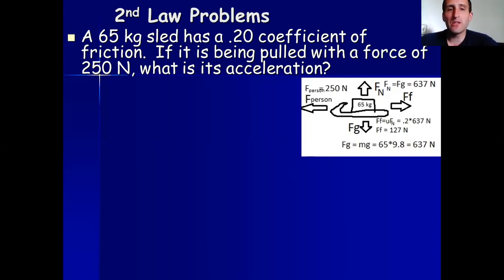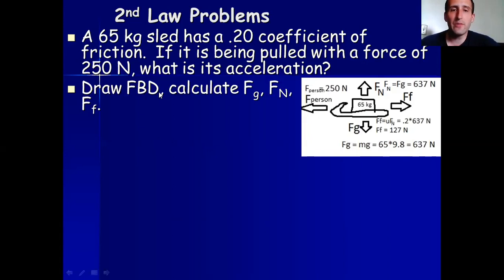So sometimes they'll tell us the sled is sliding at a constant velocity. How hard is it being pulled? And then you would go through this whole process and you wouldn't know that the person's pulling 250, but you would do this whole process and figure out what the friction force is. And you'd say, well, the person has to pull just as hard as the friction force if you're going to stay at a constant velocity. So sometimes you're supposed to find the acceleration. Sometimes you're supposed to work backwards to find the force. But it all comes down to the sum of the forces equals the net force, whether that net force is 0 or not.